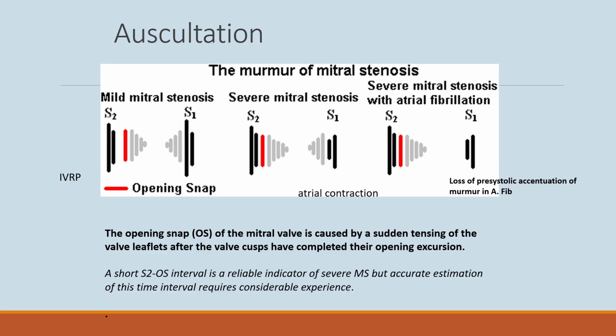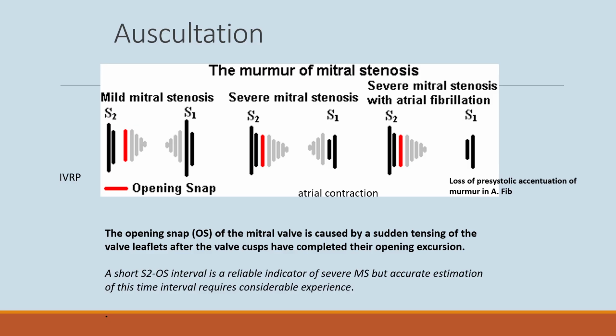Coming to the murmur of mitral stenosis, I hope you will bear with me on this. As we know, flow in mitral stenosis occurs in diastole, so it occurs after S2. Now, after S2, there's a period which is called the isovolumic relaxation period, after which the mitral valve opens. So, ideally, there should be no flow or no murmur heard between the closure of the semilunar valves, the aortic and the pulmonic valves, and the opening of the mitral valve.